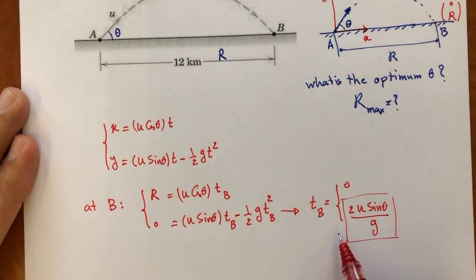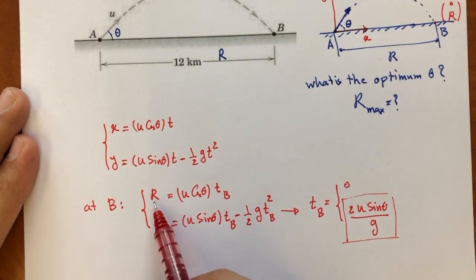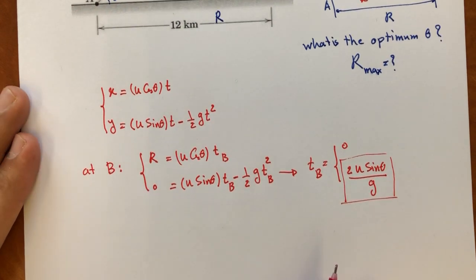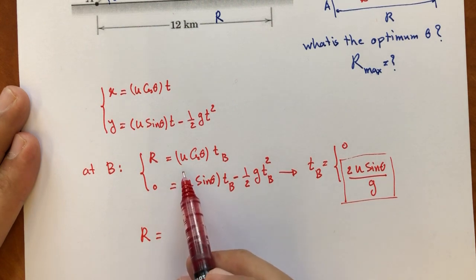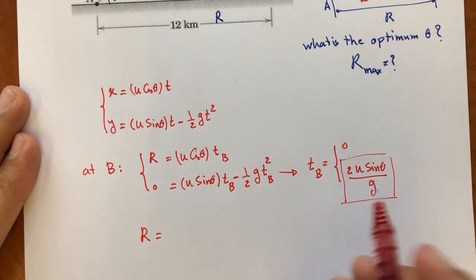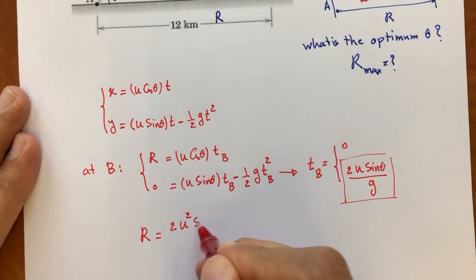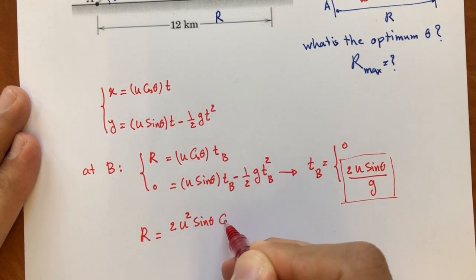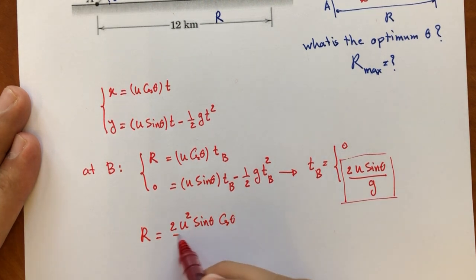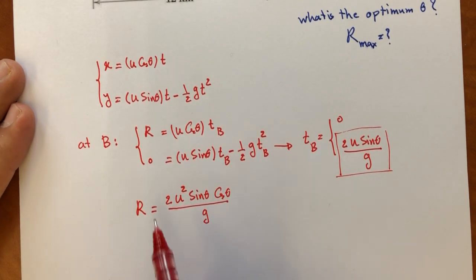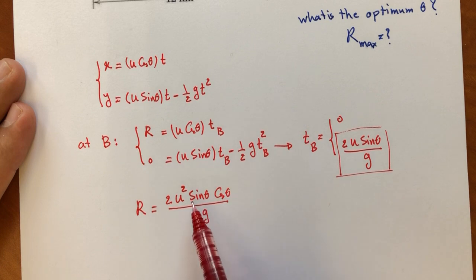So this is the time, and if I put it here, I'm going to be able to find r, the displacement. So let's do that. r is equal to u cosine of theta times this. So I'm going to have 2 times u squared sine of theta cosine of theta divided by g. So I found a relationship between the displacement r and the given velocity and theta.